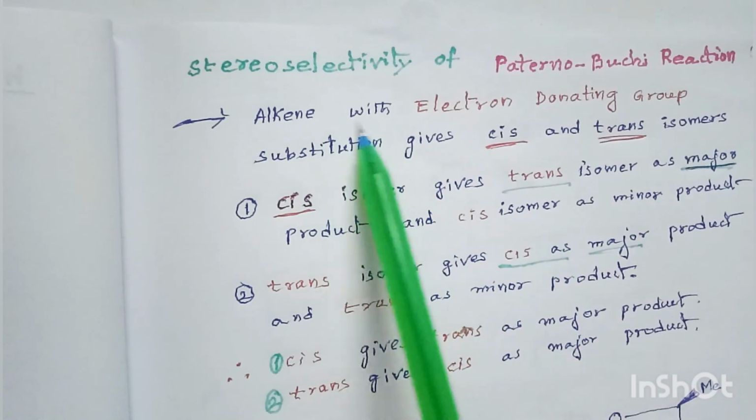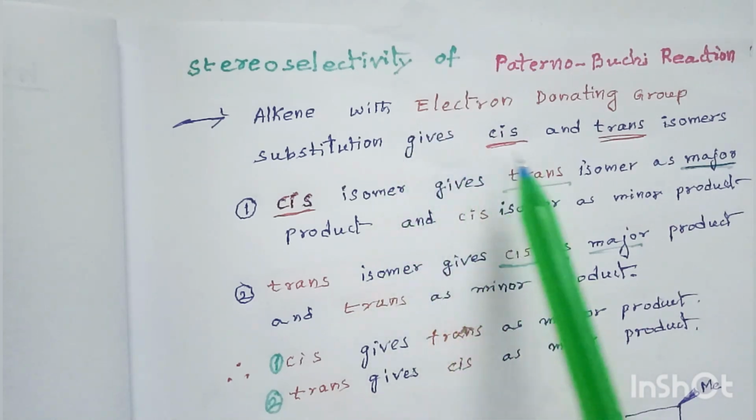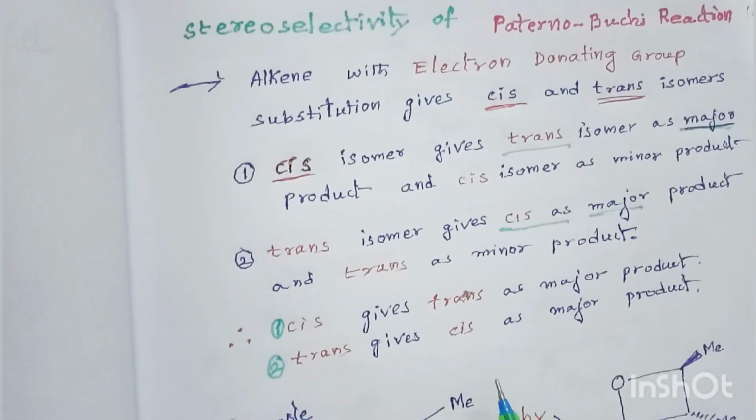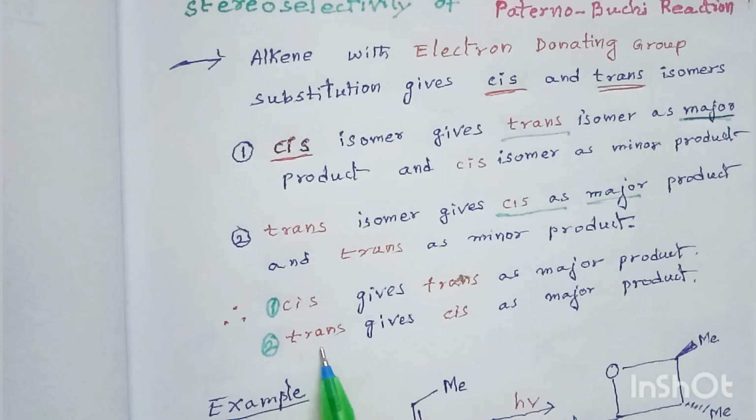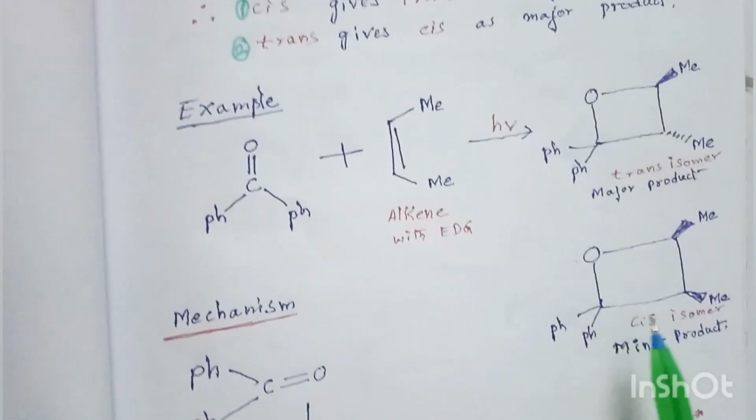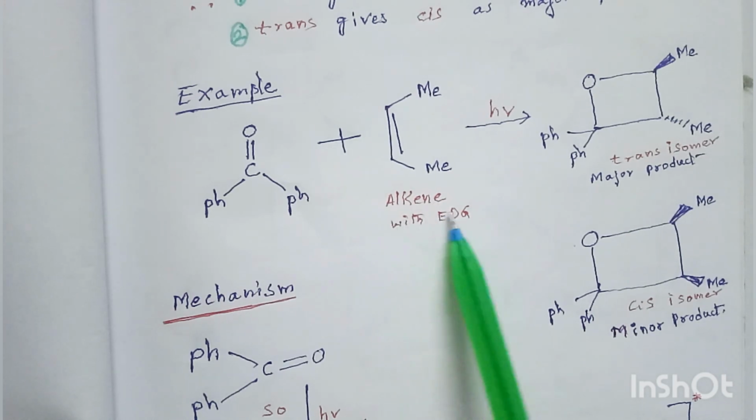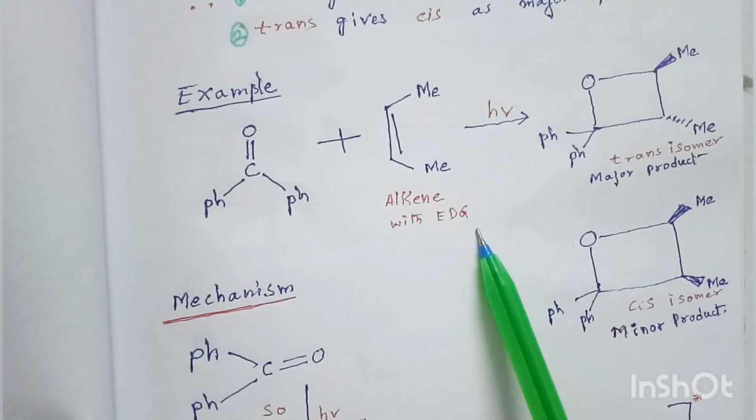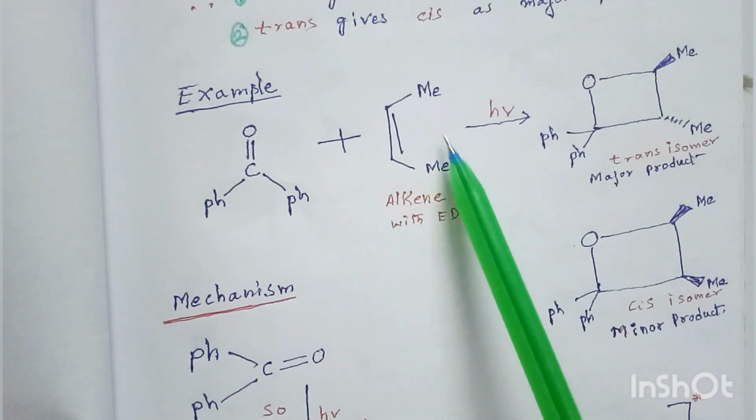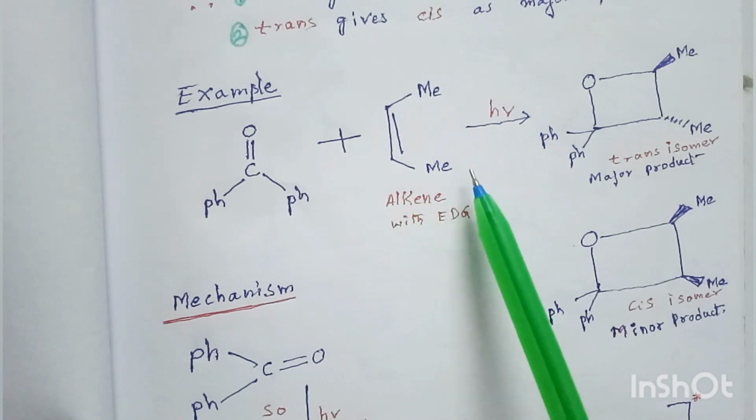So, when an alkene with an electron donating group is reacted with a carbonyl compound, cis gives trans as the major product, and trans gives cis as the major product. Let us see an example. This is benzophenone, a carbonyl compound. This is an alkene with methyl groups. Methyl groups are electron donating groups. Since both the methyl groups are on the same side, this is a cis isomer.